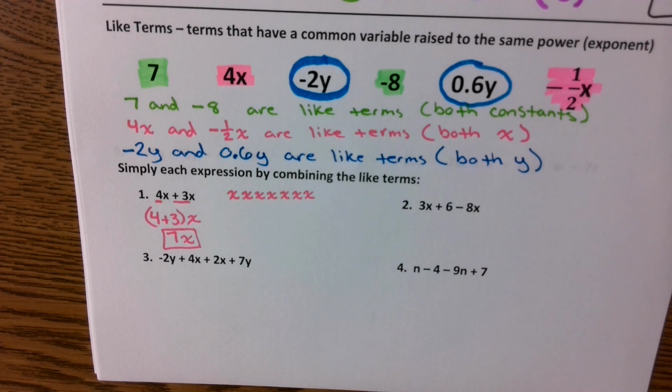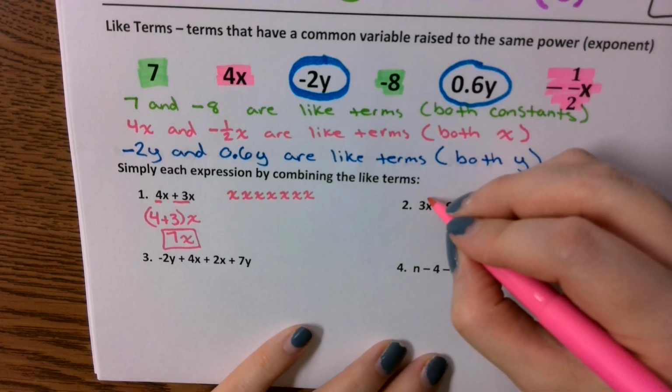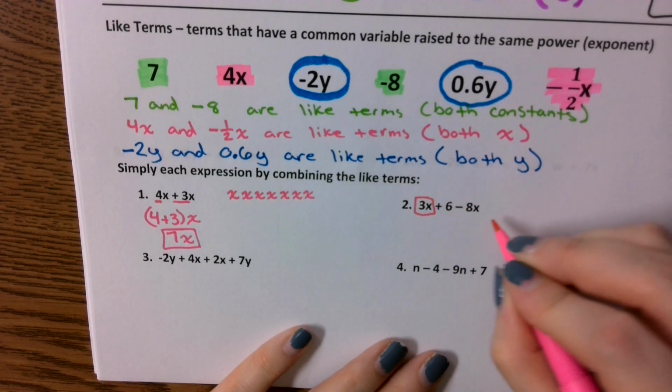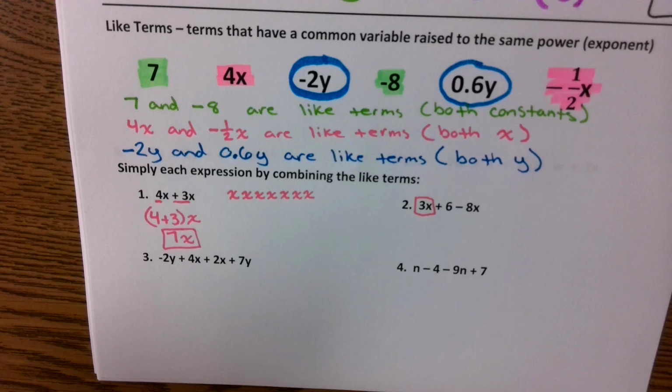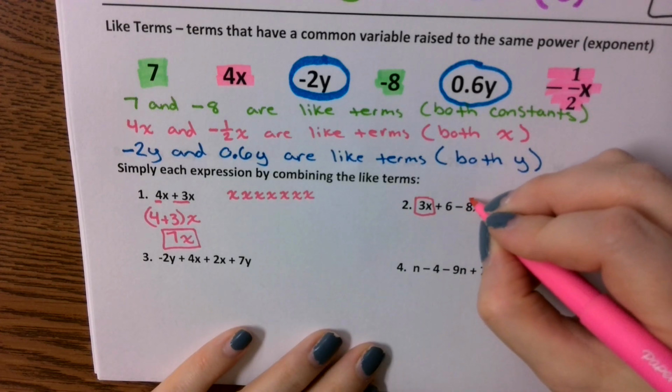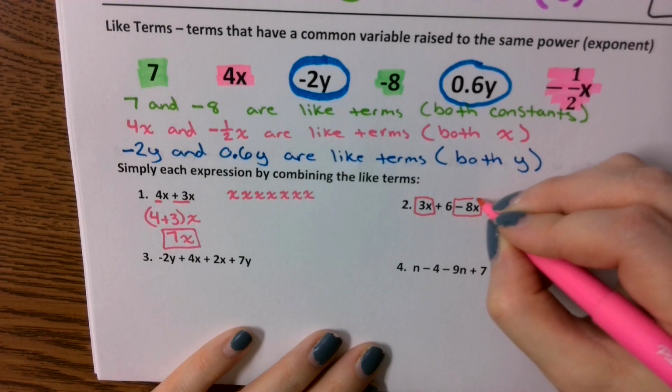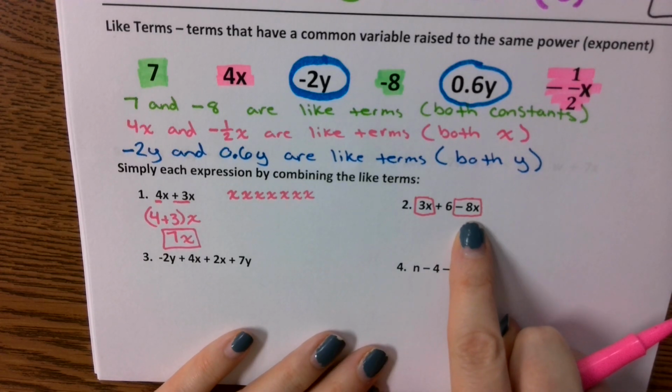Okay, so really close. He did say 3x. But the problem is he said only 8x. But the sign travels with the term. So what sign is going to travel with the term? Negative 8x. Yes, that minus sign is going to travel with that term.